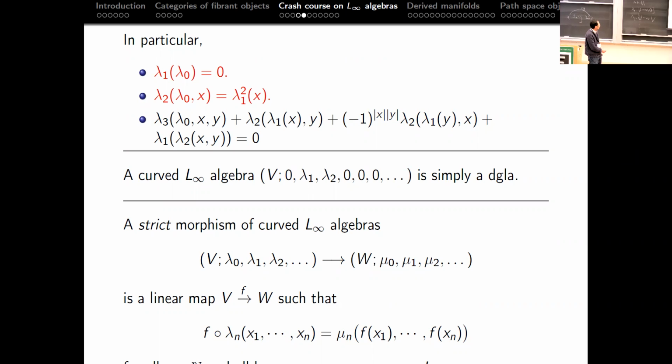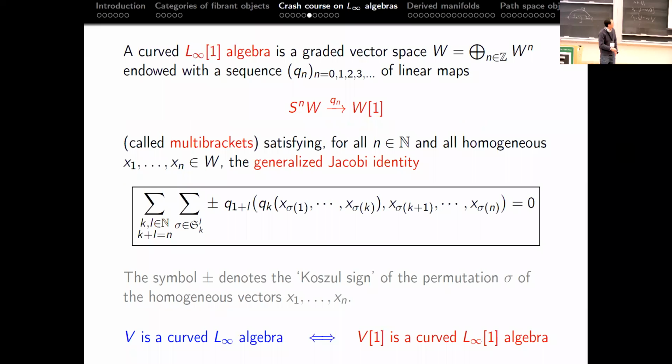When you talk about morphisms of L-infinity algebras, the strict one is where you preserve all the brackets. That's the naive way, but it's a bad notion. It's not the right morphism. The correct morphism is different. So what is an L-infinity 1 algebra? You need to shift the degree.